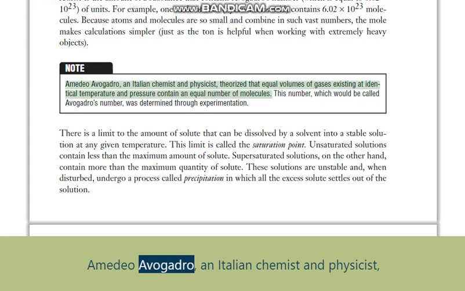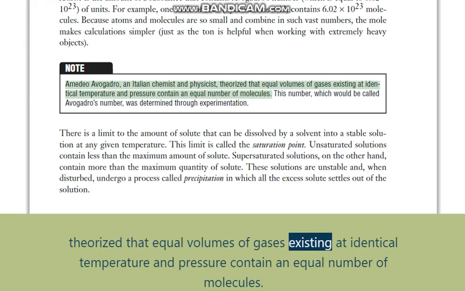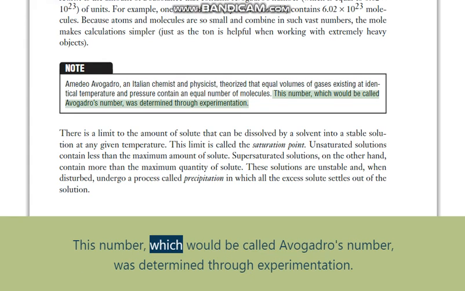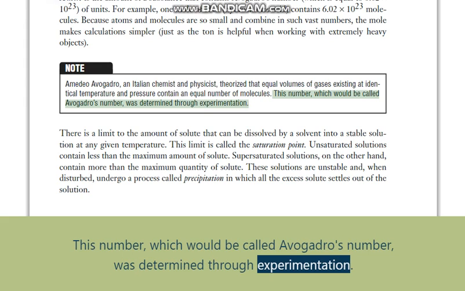Amedeo Avogadro, an Italian chemist and physicist, theorized that equal volumes of gases existing at identical temperature and pressure contain an equal number of molecules. This number, which would be called Avogadro's number, was determined through experimentation.